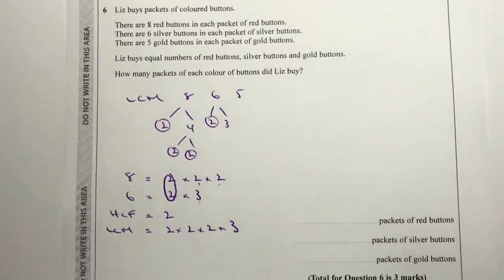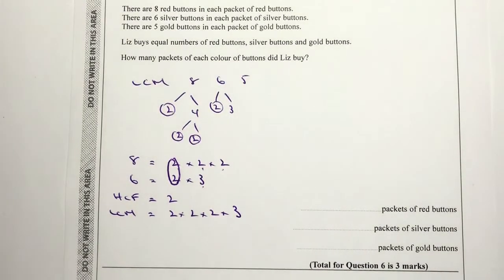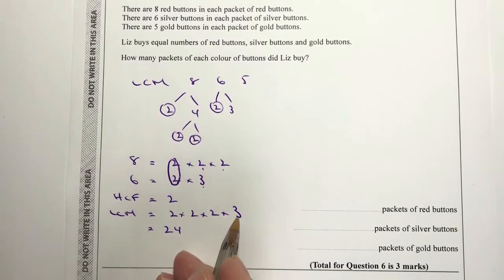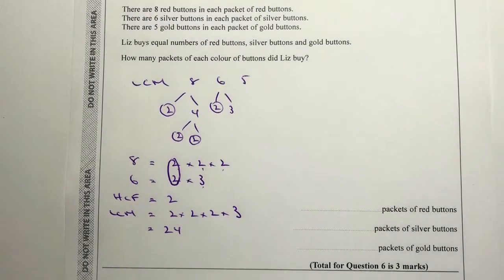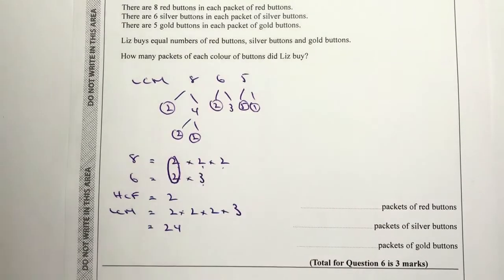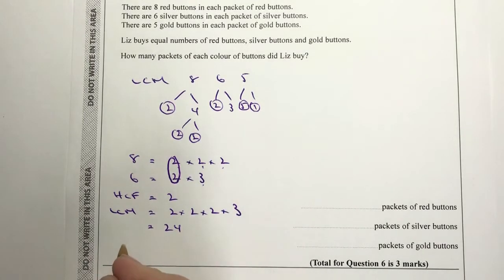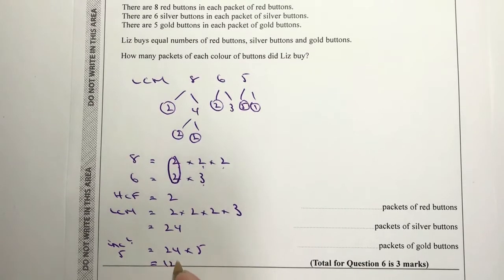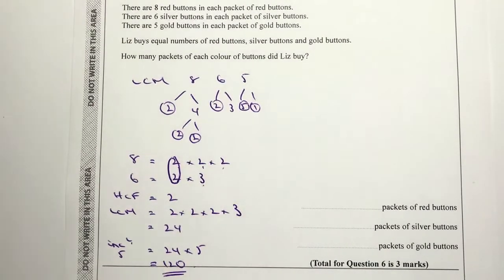Now if I then calculate that out, that works out at being 24, because we've got 2 times 2 is 4, times 2 is 8, and 8 times 3 is 24. So the LCM of 8 and 6 is 24. Then if we look at the factor tree for 5, we've basically got 5 and 1. Okay, so if we multiply this 24 by 5, if you like, if we include the factors of 5, that's going to be equal to 24 times 5, which equals 120. So the LCM of 8, 6 and 5 is going to be 120.